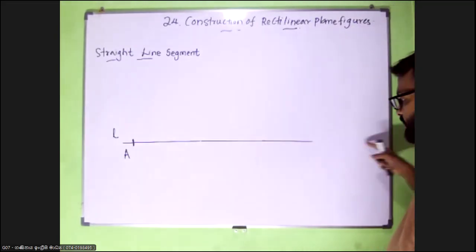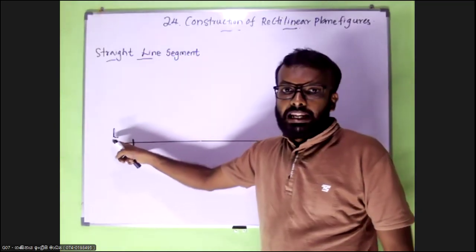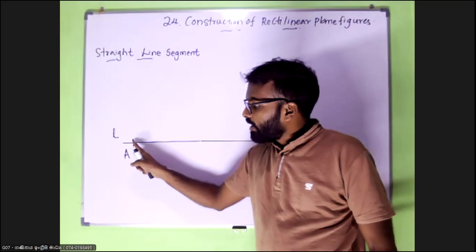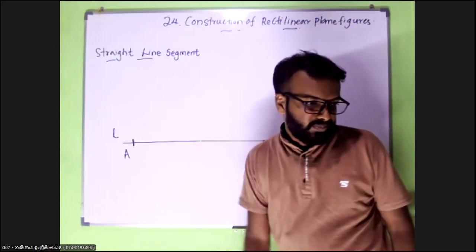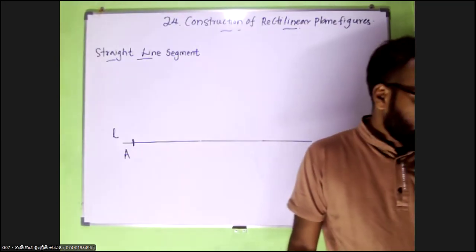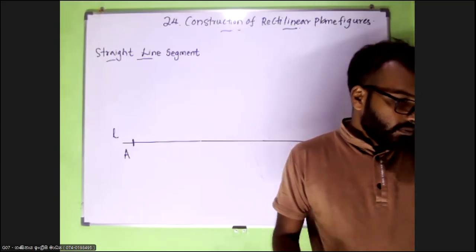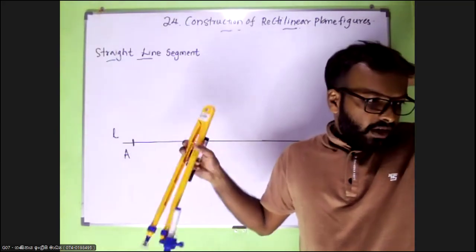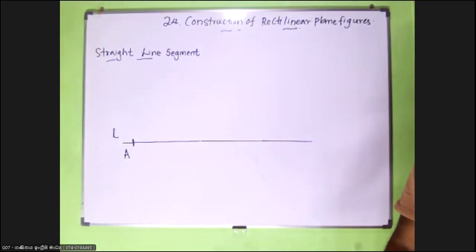Draw a straight line somewhat long and name the straight line L. Then mark a point on that straight line called A. Point like this, A. Do that fast. Sir, should we do it in the tute or the book? Yes, you can do it in the tute. I have given you the space.